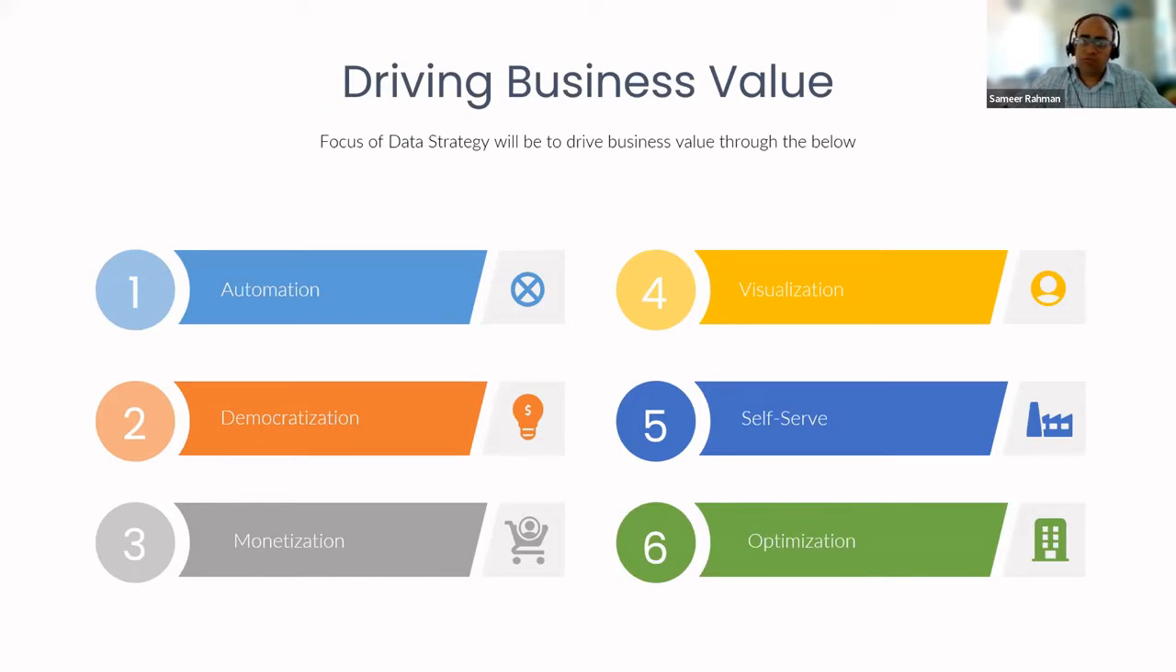And how do you optimize in terms of the use of data, optimize the business value of data, optimize the marketing performance and the budget. So there's a lot of optimizations. Those are the six key business values I would hinge my data strategy on.